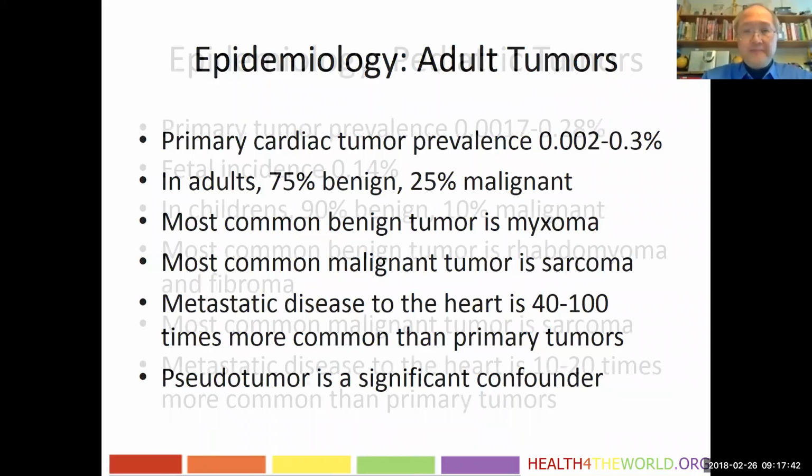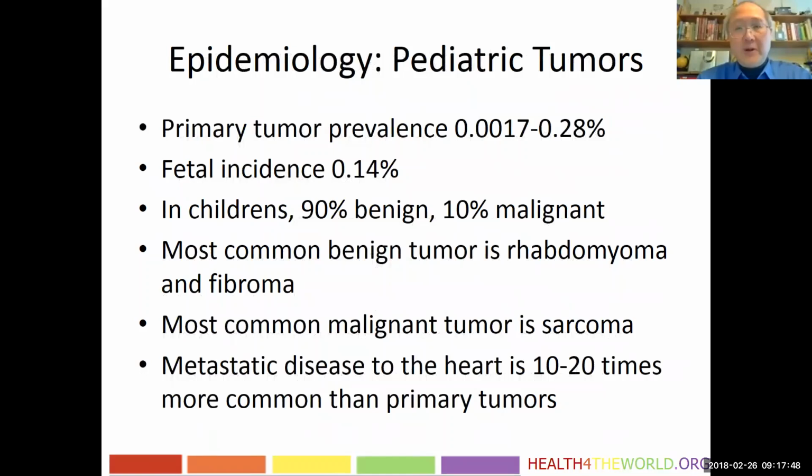Now, on the pediatric side, that is age under 18, the primary tumor prevalence, again, is very low, 0.0017 to 0.28%, which is roughly the range of the adult side. There is about a 0.14% fetal incidence, primarily from rhabdomyomas, fetal tumors. In children, fortunately, 90% of the tumors found are benign and about 10% are malignant.